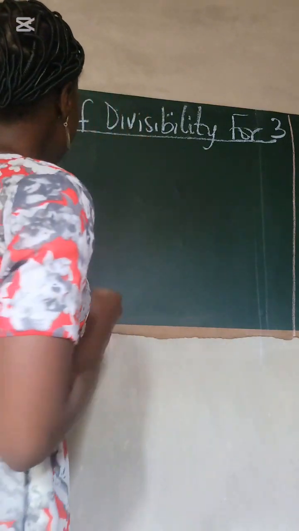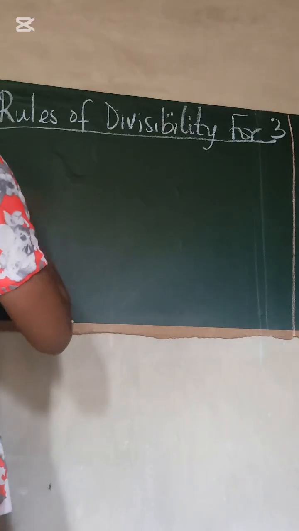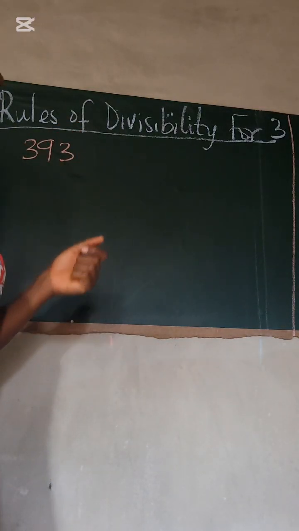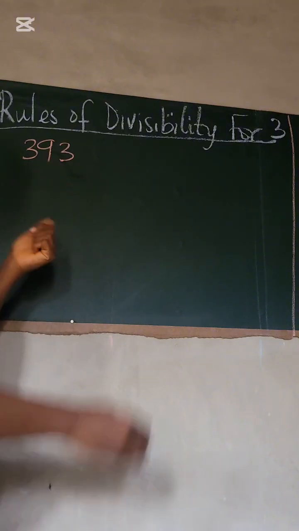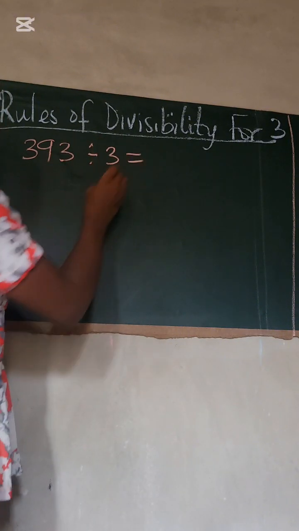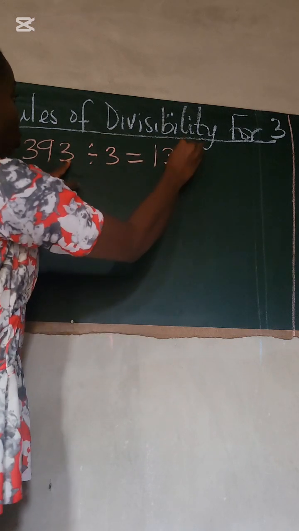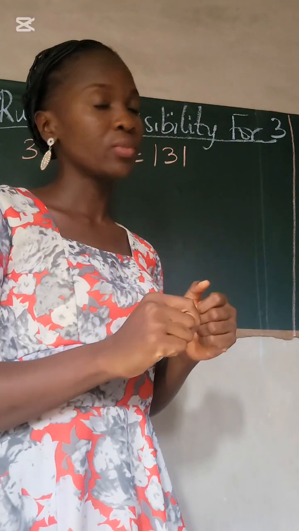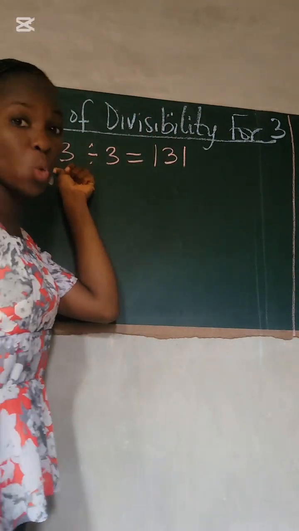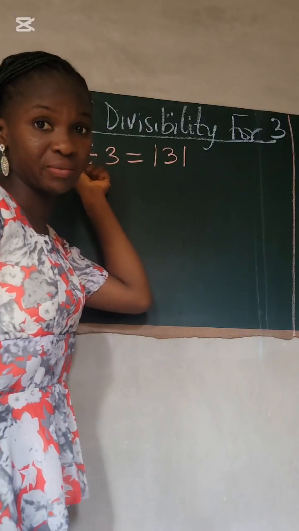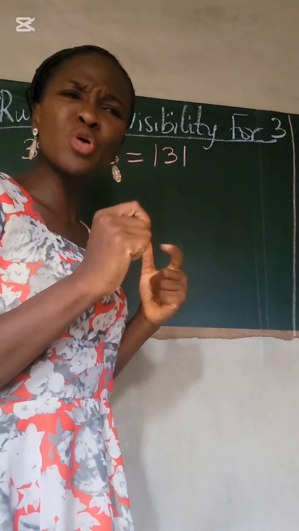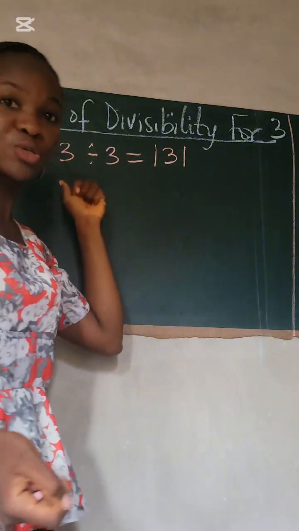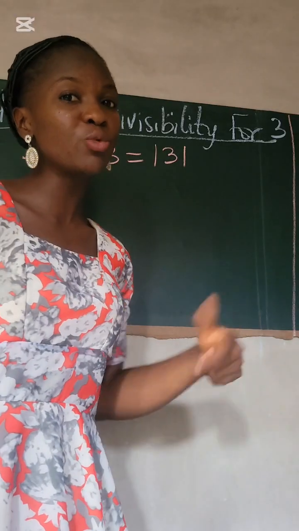For example, let's say for instance 393. Now, this number is divisible by 3, right? 393 divided by 3 is going to give us 131. Now, how do I know that this number will be divisible by 3? 3 plus 9 is 12. 12 plus 3 is 15. Now, you ask yourself, is 15 divisible by 3? Yes. So since 15 is divisible by 3, that means that 393 will also be divisible by 3.